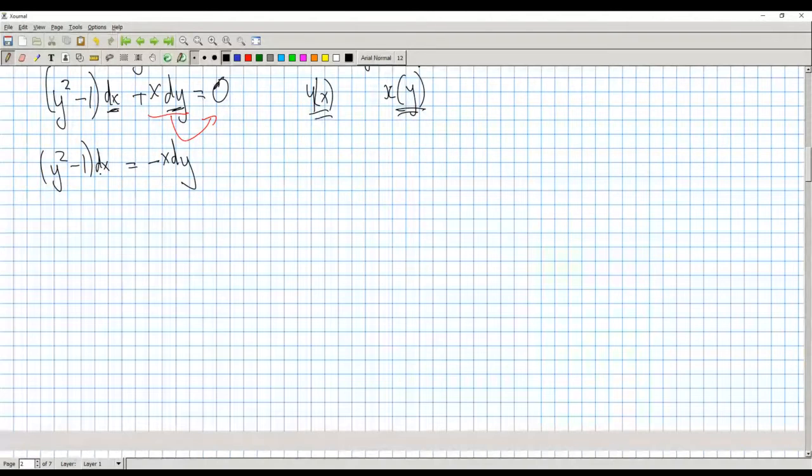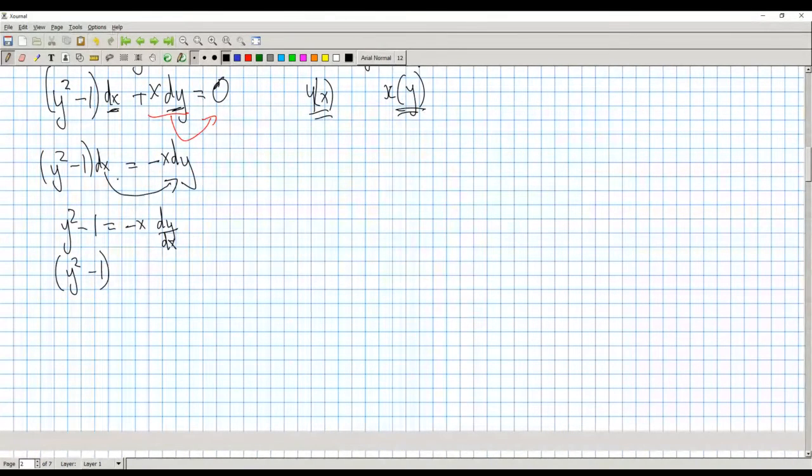So now that we've got that, we know how to work with a dy by dx. Working with just a dx or just a dy is not the easiest thing in the world. So let's start by moving the dx to the other side. Now we're going to have y squared minus 1 is equal to minus x dy by dx. Now we can quite easily move the x back across.